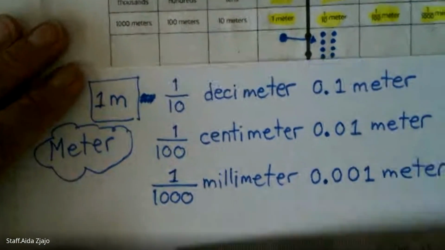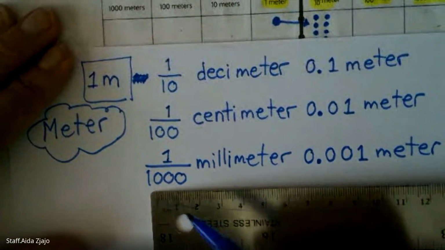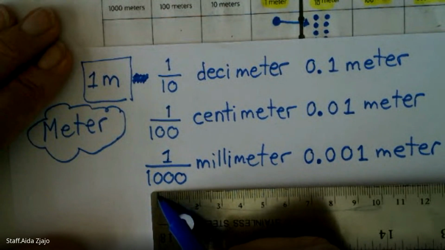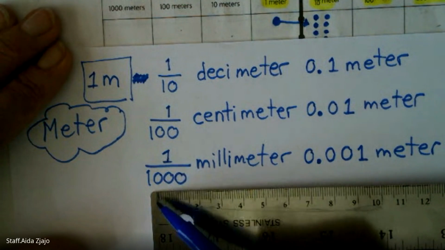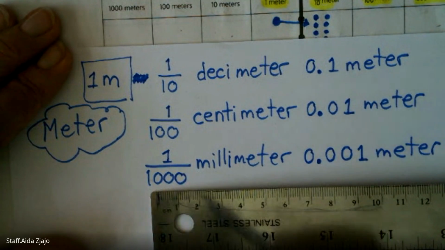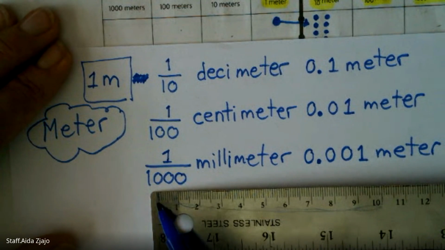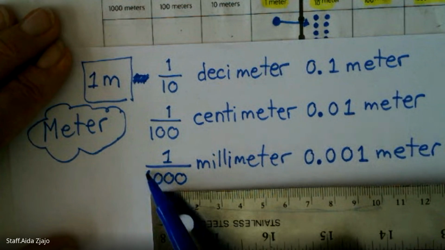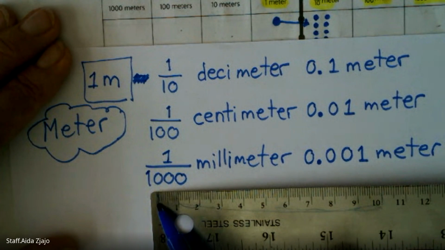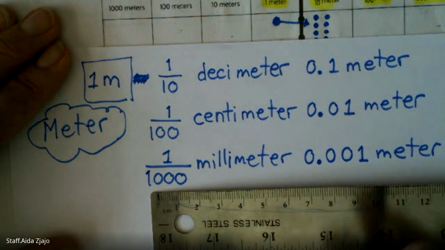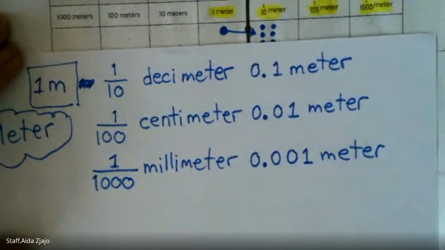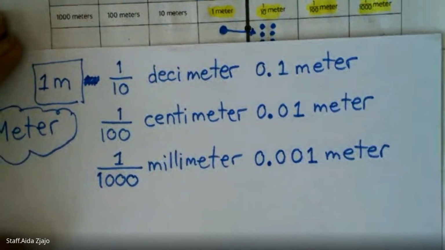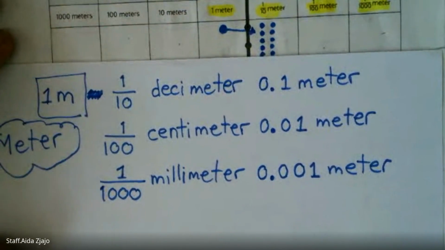And then the last but not least is this little tiny part of the meter that is called a thousandth, 1 out of 1,000 pieces. So there are 1,000 spaces like this in 1 meter. I hope that will help your understanding.